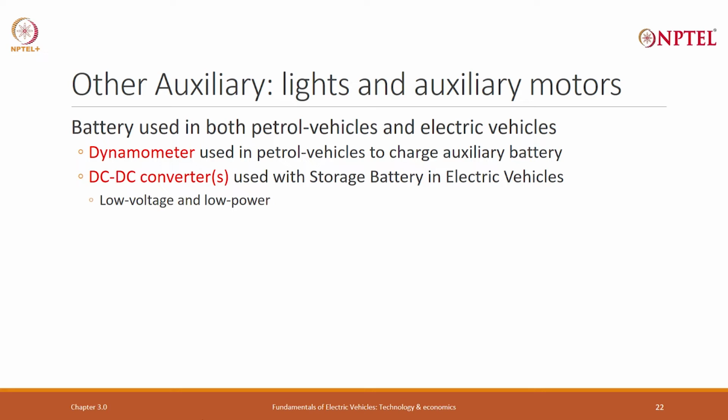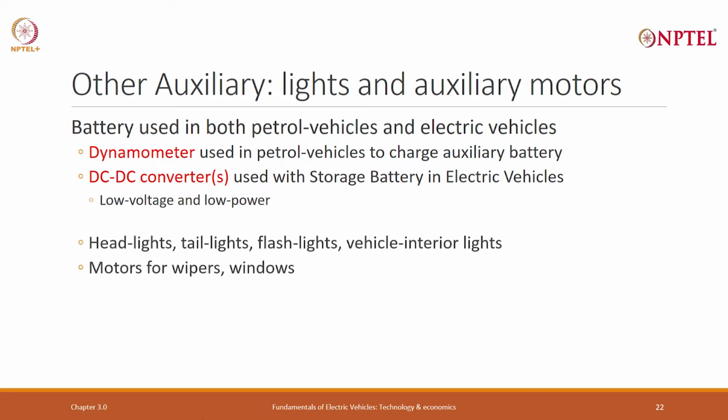So, from drive voltage of 350 volt, you get to 12 volt, 24 volt, 5 volt, and then you use auxiliary power, low power and low voltage. There are many other things which require electricity: headlights, tail lights, flashlights, vehicle interior lights, all signal lights, motors for wipers, windows, automatic opening and closing of doors. All these things require motors and sensors and actuators, all are electrical.